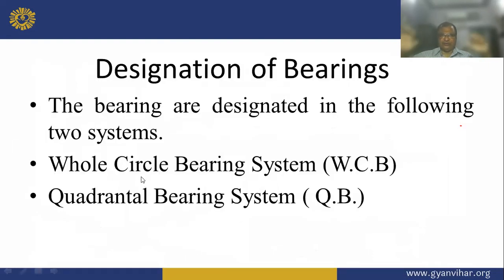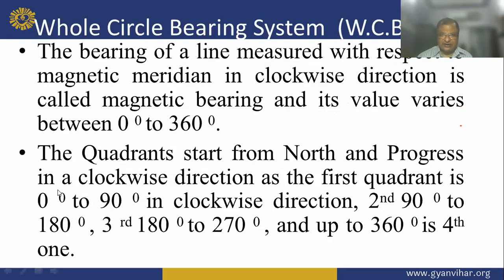So now, designation of bearing. The bearings are designated in the following two systems: first, whole circle bearing, and second, quadrantal bearing. What is whole circle bearing? The bearing measured with respect to the magnetic meridian in the clockwise direction is called magnetic bearing, and it varies in value from 0 degree to 360 degree.